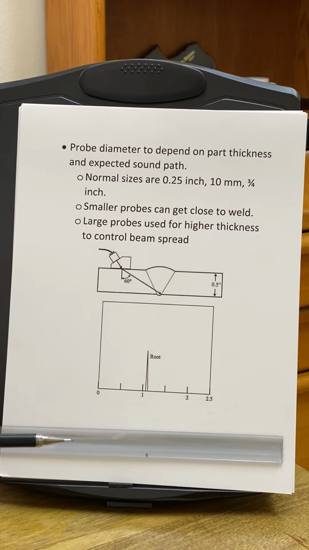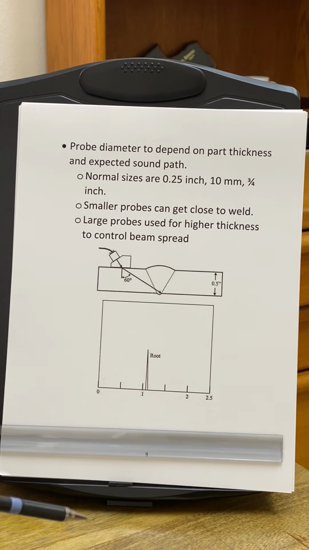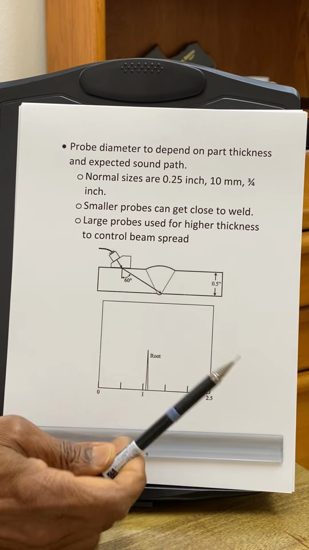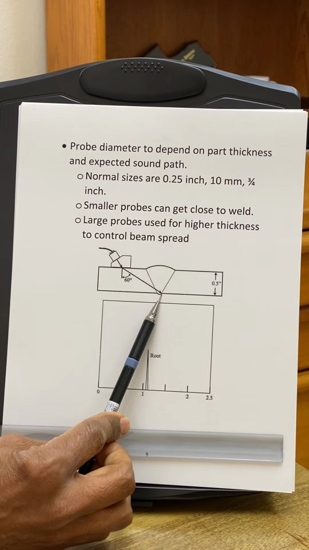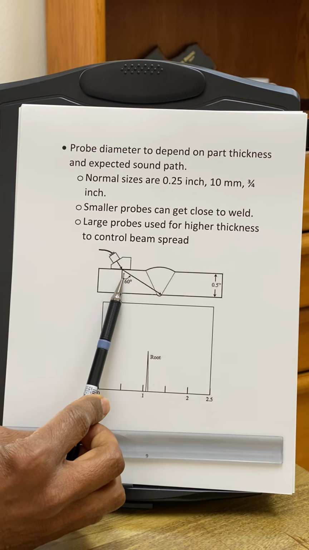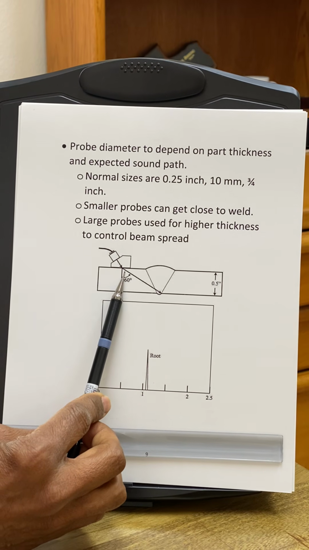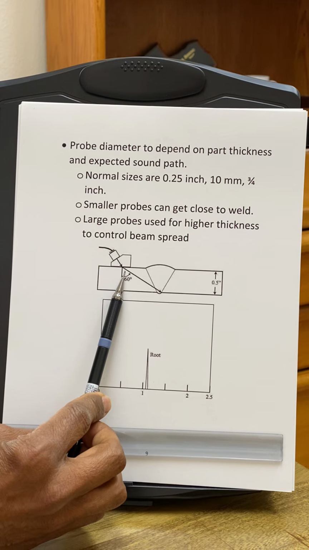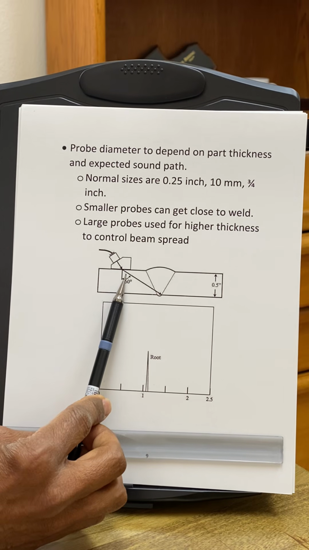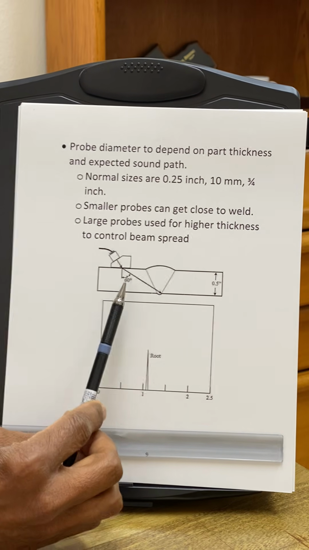As the plate or the pipe gets thinner, let's say the thickness is like 3/8 of an inch, then we will not be able to see the root in the first leg. So in that case, we would have to go to 70 degrees so that we can see the root in the first leg.